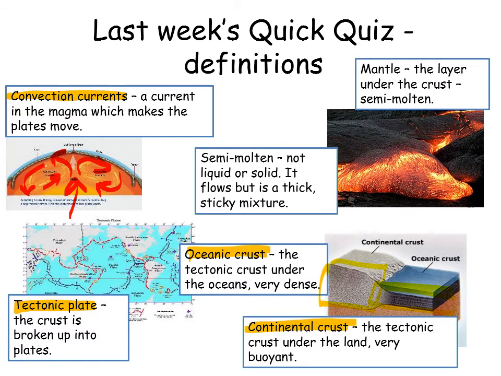Then we have our mantle, which is the layer underneath the crust. Remember, this is the thickest layer inside the Earth, and it's full of semi-molten liquid. And this here, semi-molten, means it's not quite liquid. I did just say liquid, but it's not quite liquid. It's liquid in some conditions and solid in others, in that it's a thick, gloopy consistency, a little bit like custard or ketchup.